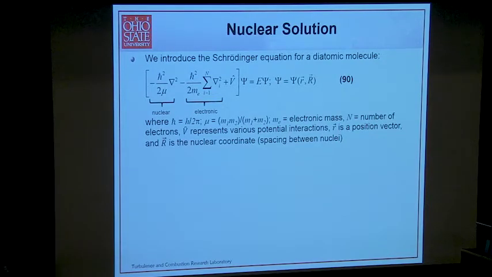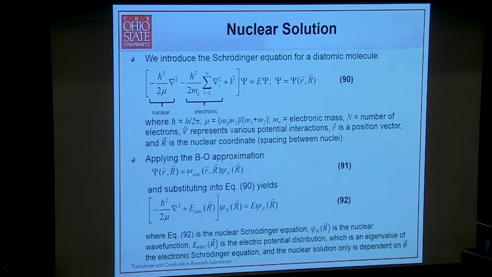Now, like I said, applying the Born-Oppenheimer approximation, we can actually separate these out. That is, again, the time-independent Schrodinger equation. If we apply the Born-Oppenheimer approximation, we can separate out our wave function into both the electronic contribution and just the nuclear contribution. Again, we substitute that in, and you end up with another Schrodinger's equation called the nuclear Schrodinger equation. And we have the nuclear wave function, psi of n.